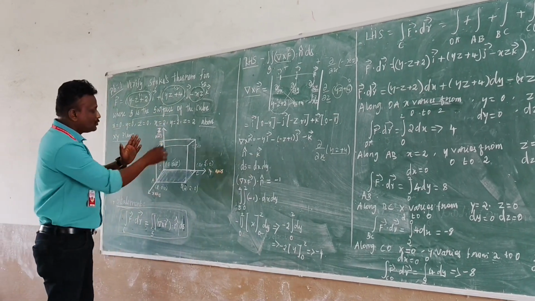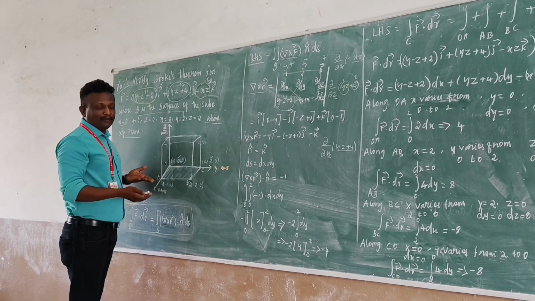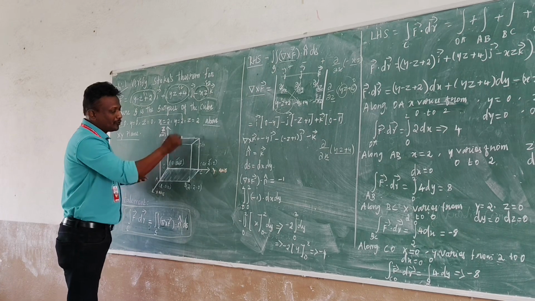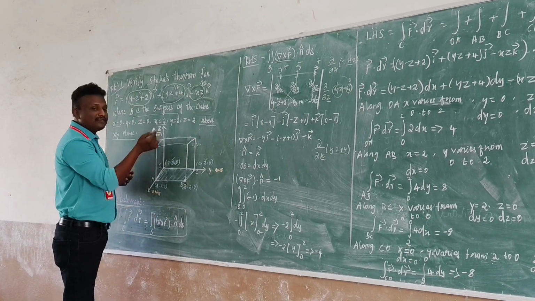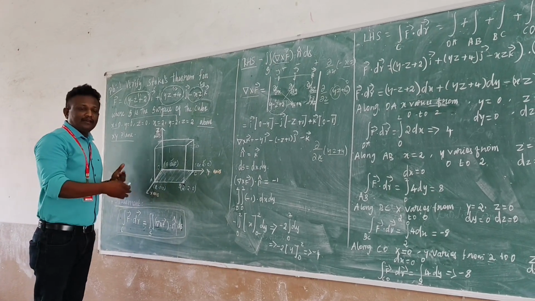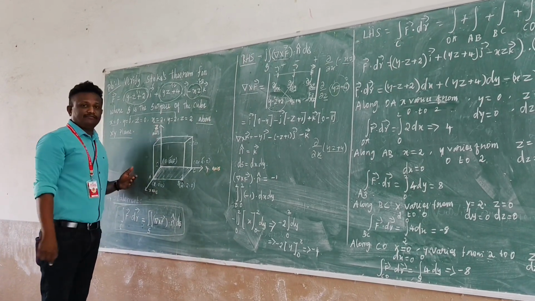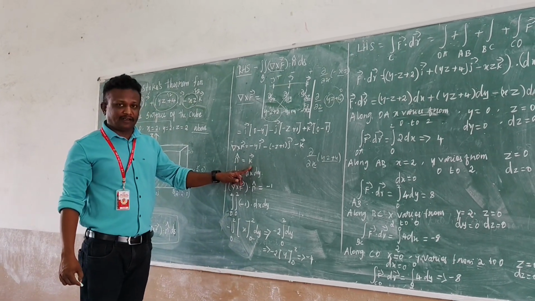Wherever you take any point, it is going to be k, because all these lines are along the z axis, right? The vector to represent the z axis is k, which means the k vector will be passing through the z axis. Understand? That is why n cap is going to be the k vector.